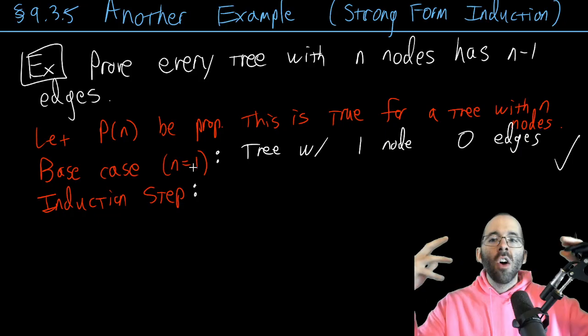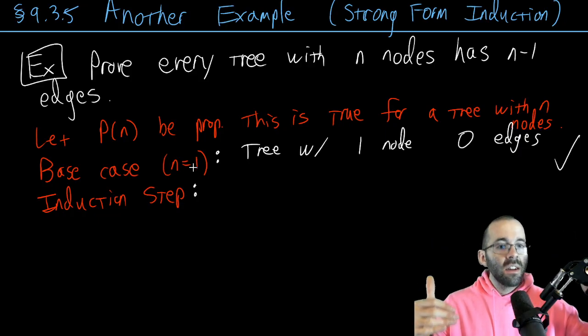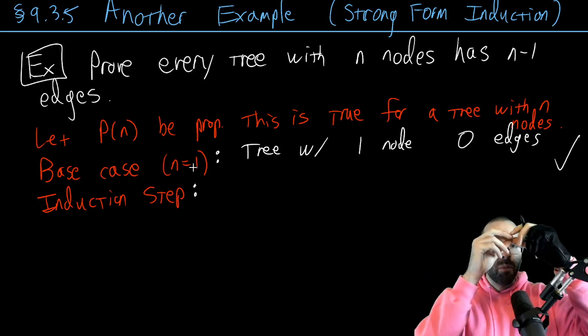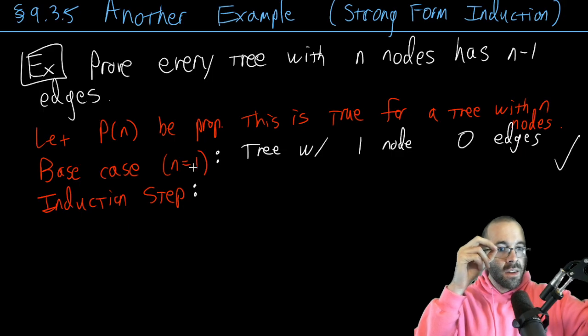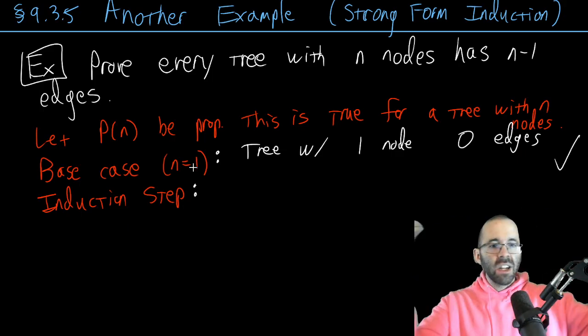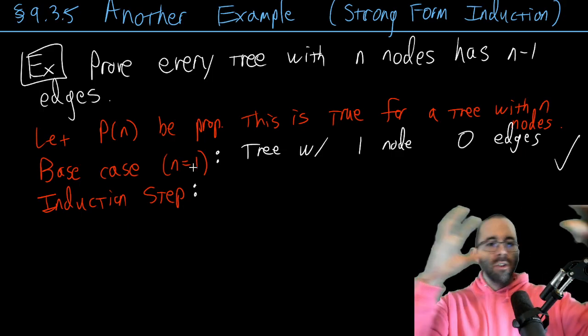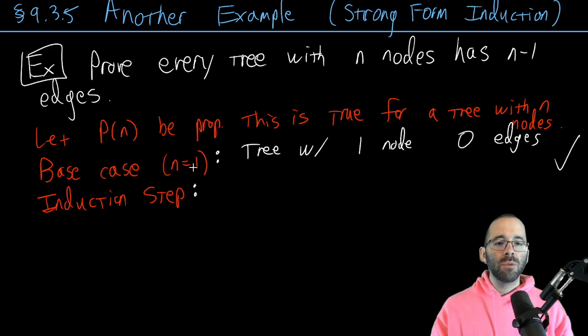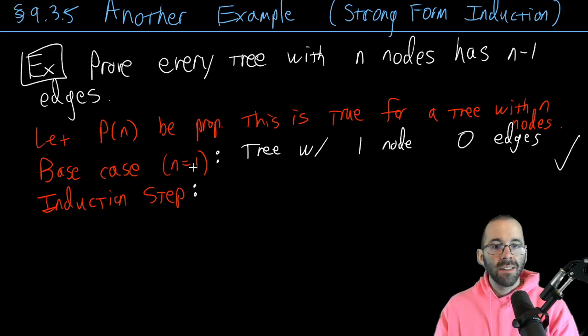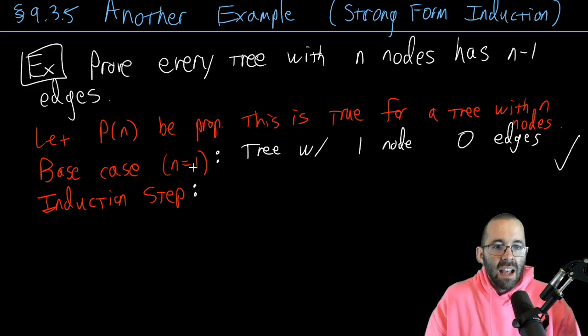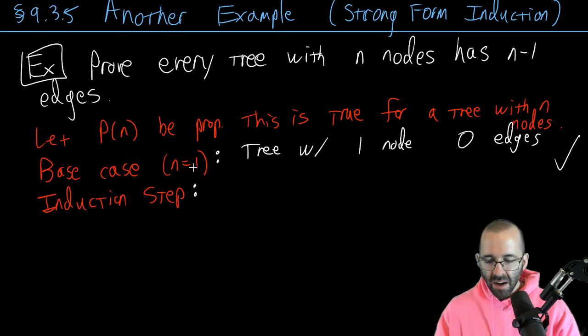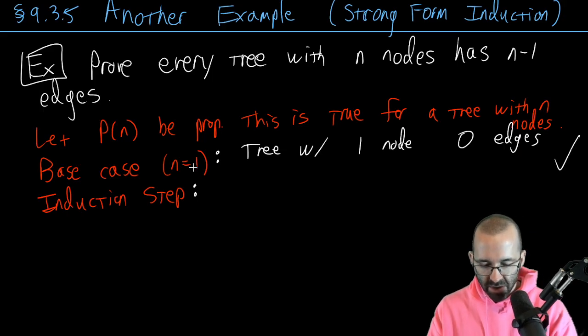That's why we're going to need strong induction, because maybe we break off the tree by taking off one node. Maybe we break off the tree by splitting it in half. Maybe it's like a 2/3, 1/3 split. Who knows? But we're going to have subtrees that are of any size smaller than n nodes. And that's why we're going to need strong form induction.